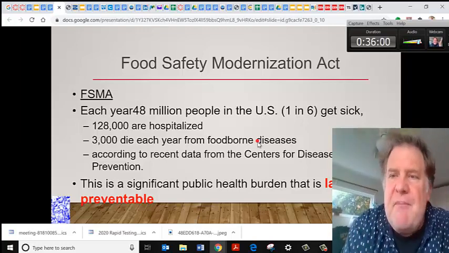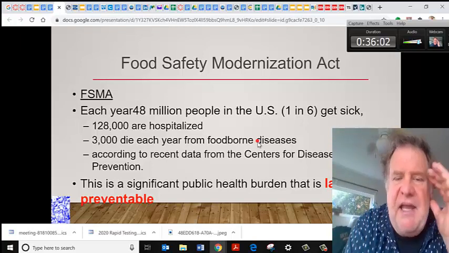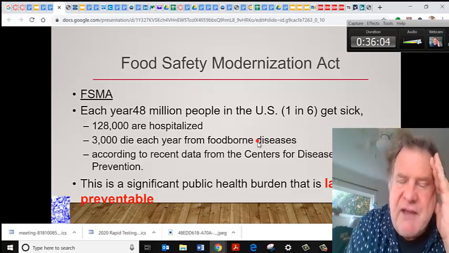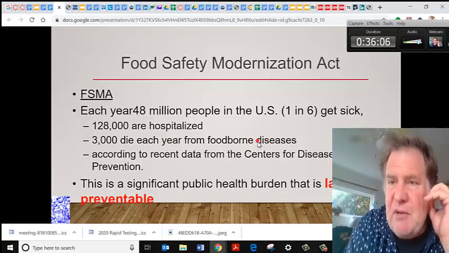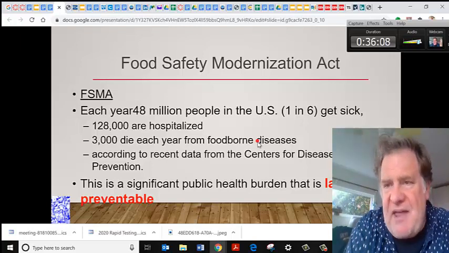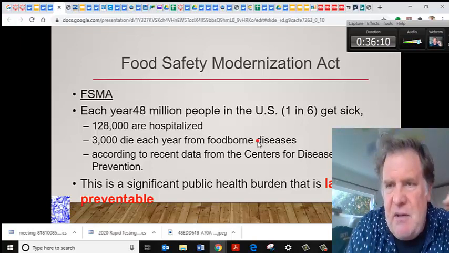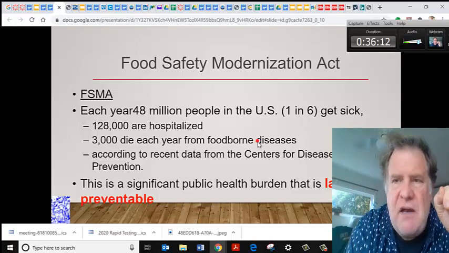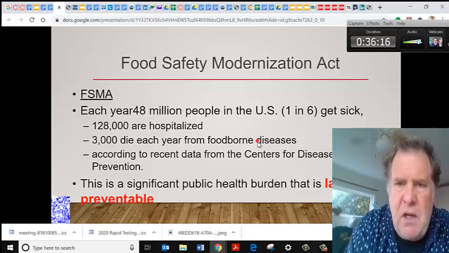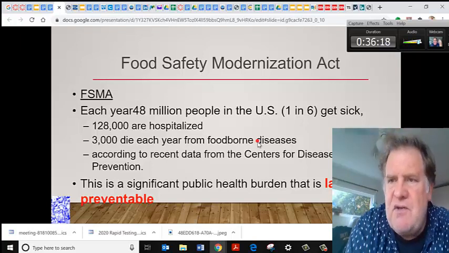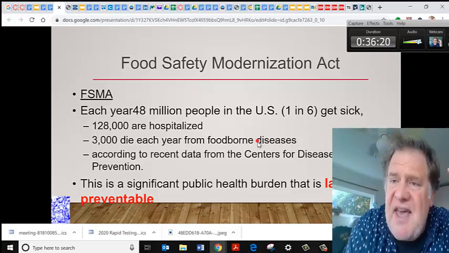Roughly 3,000 people die each year due to foodborne illness. About 128,000 people a year are hospitalized. Compare that to the 200,000 people who died of COVID; in the long run, this is really big and serious. And 1 out of 6 people get sick each year. It used to be you'd say you got food poisoning. Hopefully, we say that a lot less.